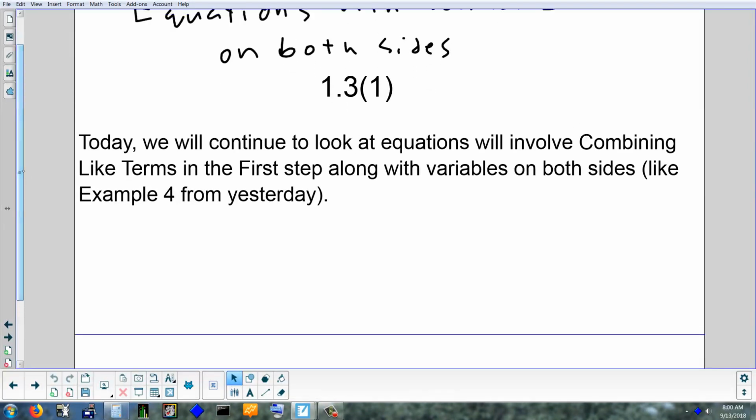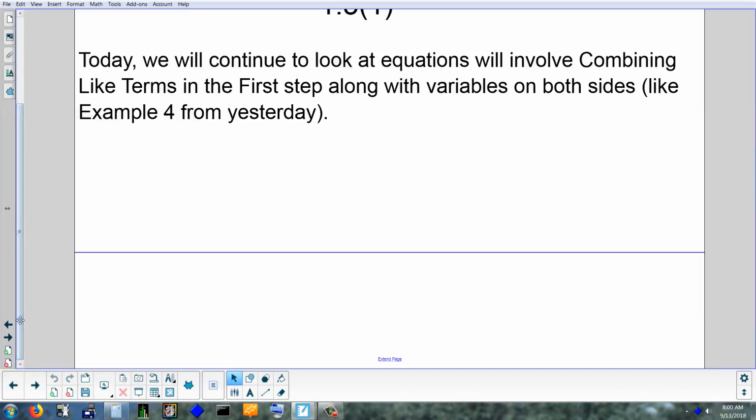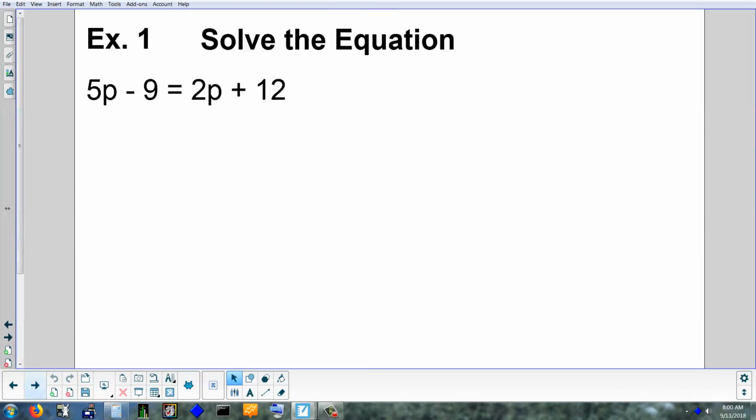All right, so what we're going to see today is more of the combining like terms and variables on both sides. Whenever you put variables on both sides, that can lead to some things that we haven't seen yet. Some special cases that can happen. So let's look at this one.